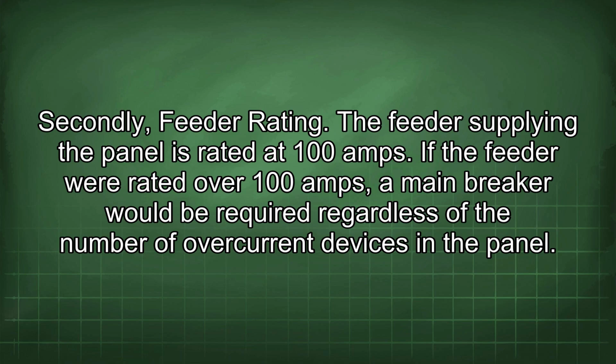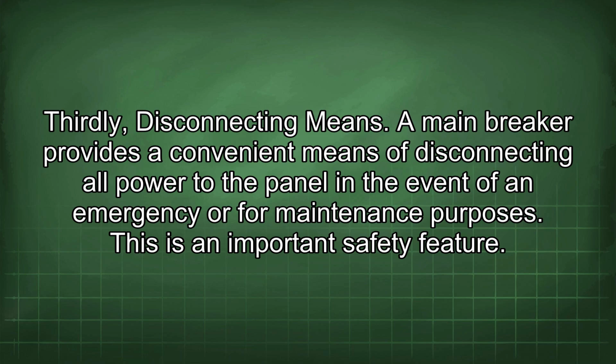If the feeder were rated over 100 amps, a main breaker would be required regardless of the number of overcurrent devices in the panel. Thirdly, disconnecting means. A main breaker provides a convenient means of disconnecting all power to the panel in the event of an emergency or for maintenance purposes. This is an important safety feature.